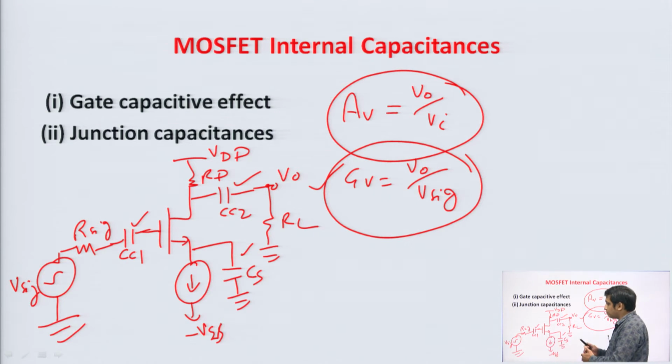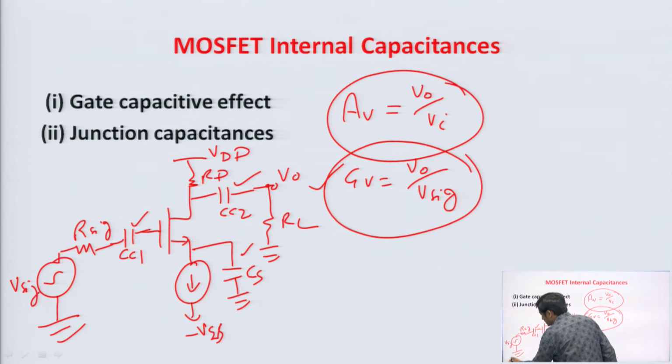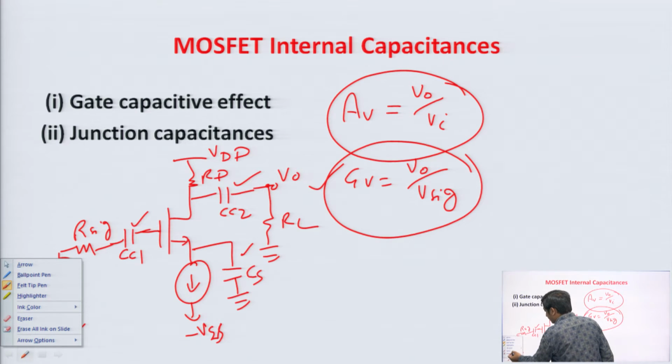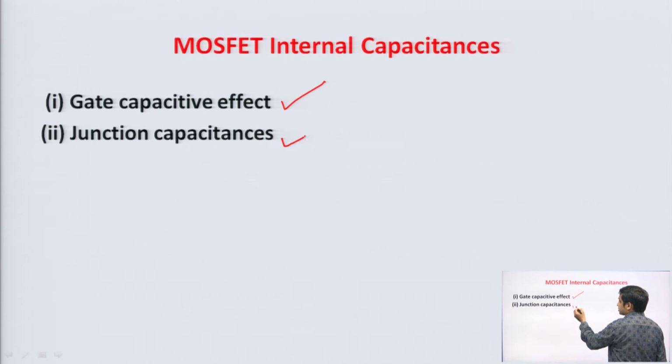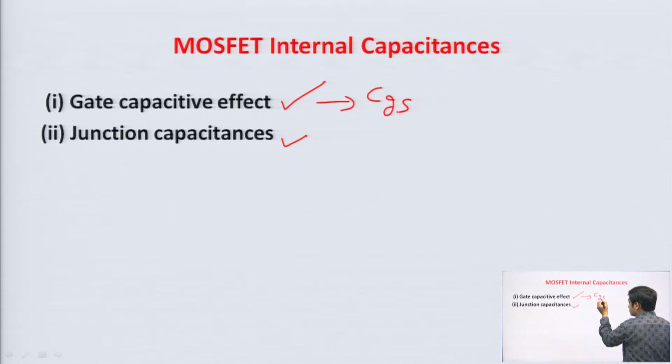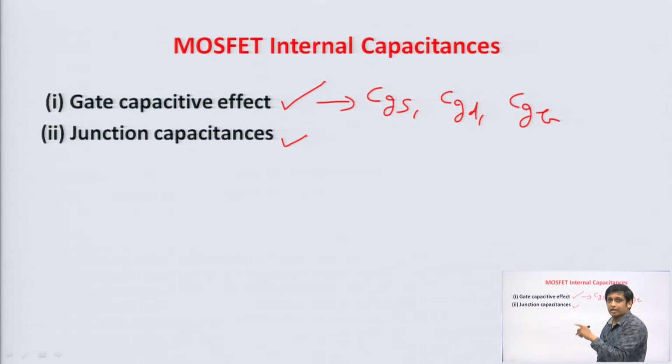Before I go to that point, we need to understand the different internal capacitances of the MOSFET. There are two kinds of capacitive effects, one is gate capacitive effect, another is junction capacitive effect. In gate capacitive effect there are three capacitors: gate to source, gate to drain, and gate to body. These are the capacitances formed due to the gate, and these are the internal capacitances.